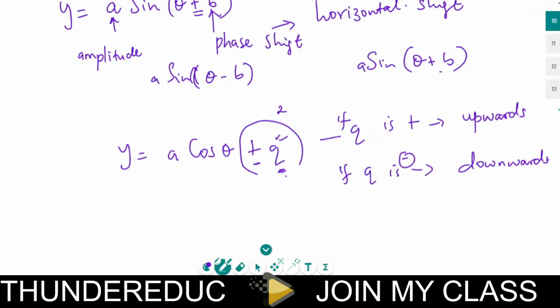Then there could be scenarios where we have everything included. We have the b, and then we have the q. So there is a phase shift horizontally, and a shift vertically, and then we also have our amplitude. So that we need to remember.